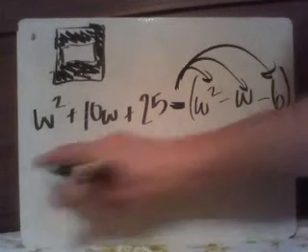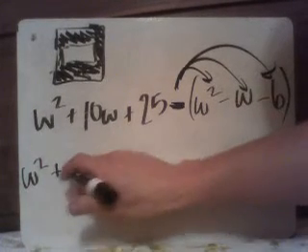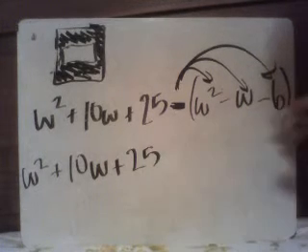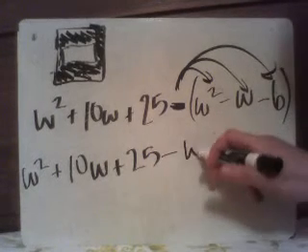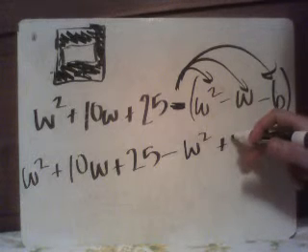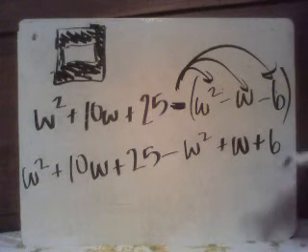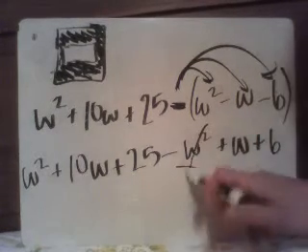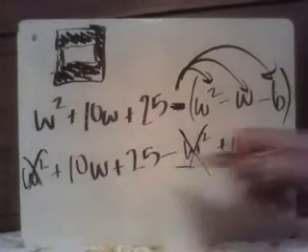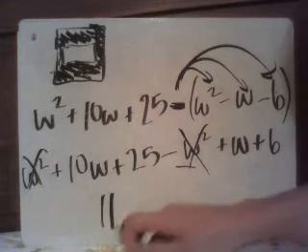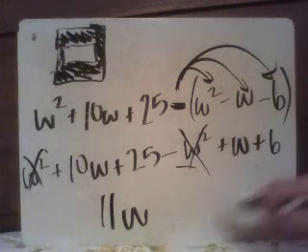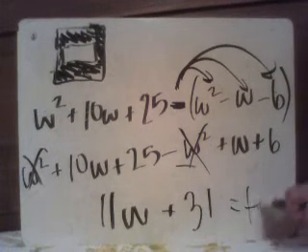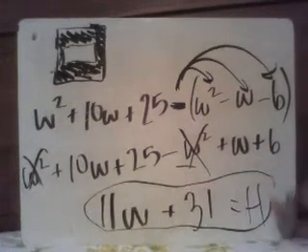I'm going to rewrite what's over here. W squared plus 10w plus 25. These all change signs, so it's going to be minus w squared plus w plus 6. Now I combine like terms. My w squareds, they cancel out. 10w and w is 11w, and then 25 and 6 is 31. So the answer choice that you should select is letter H for that problem.